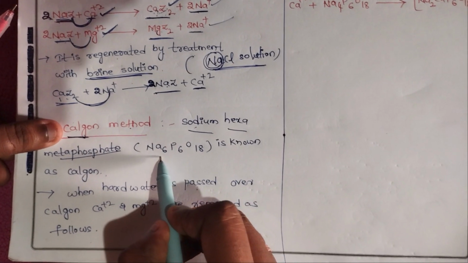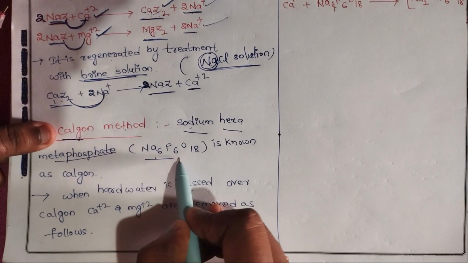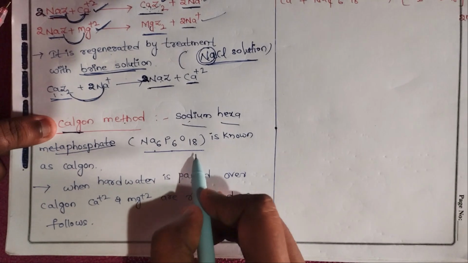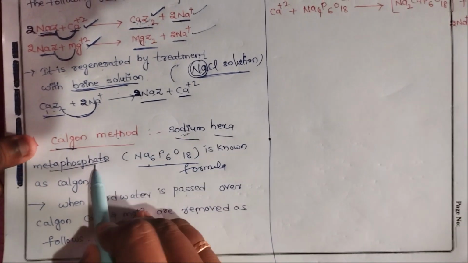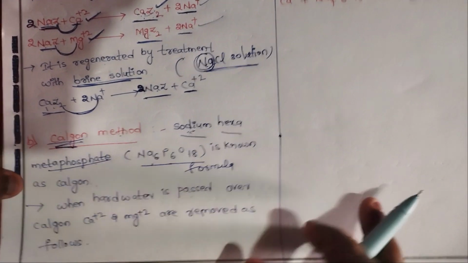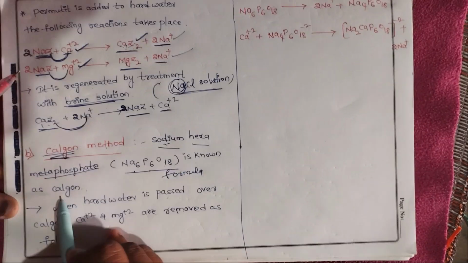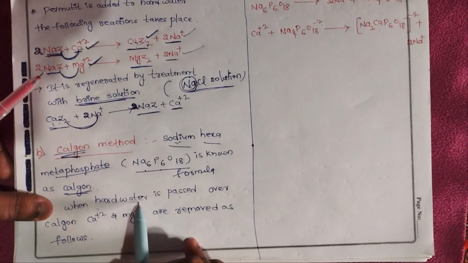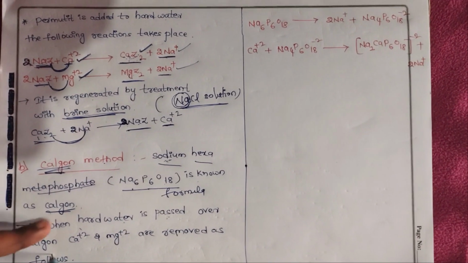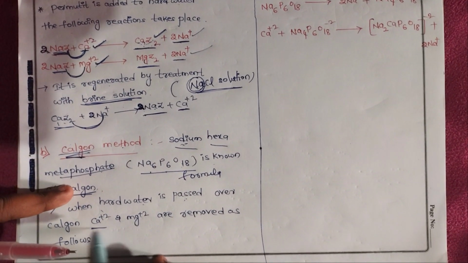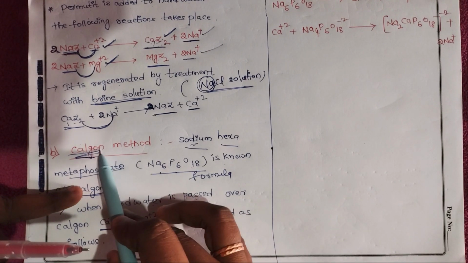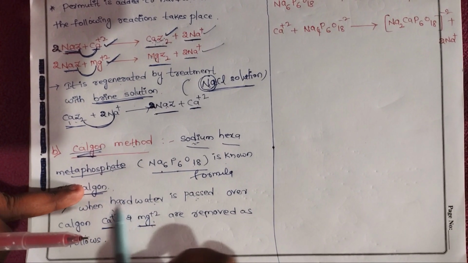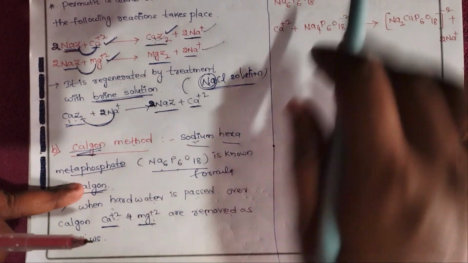What is the formula of sodium hexametaphosphate? Na6P6O18. This is the formula and this is the name, and commonly we call it calgon. In this method sodium hexametaphosphate is used, so that is why it is simply called calgon. When hot water is passed through this calgon, we already know which ions are present in hot water: calcium ions and magnesium ions. By adding this calgon to the hot water, these ions are removed by the following reactions.